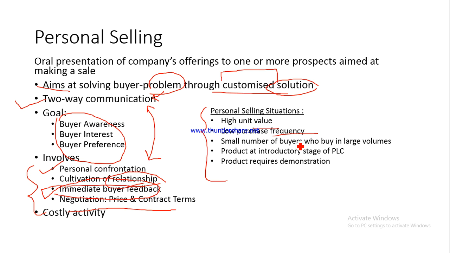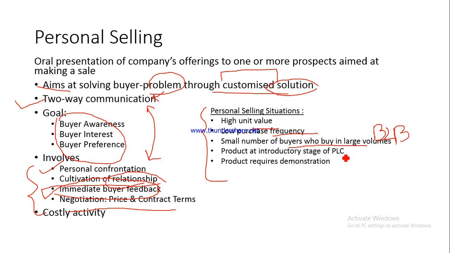Again, when there are a small number of buyers who buy in large volumes, this is one feature of the B2B market, where you are trying to sell to industrial customers, to some other corporate house, some other company. For example, if you are Tata Steel, you are trying to sell your steel to automobile manufacturers like Maruti Suzuki or like Hyundai. This basically is known as a B2B kind of situation, because the buyer is a business, the seller is also a business.